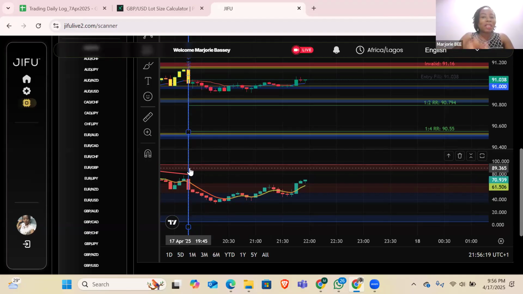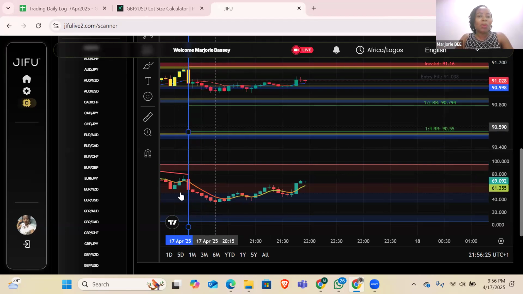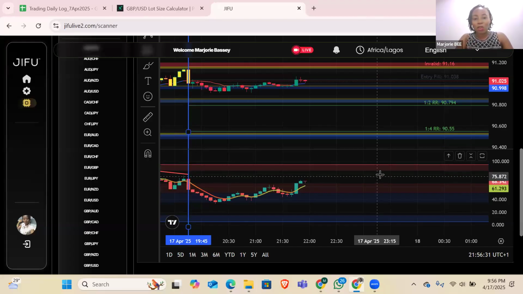And it has to be in the same direction as your trade. So this one is actually going down. It's giving you a confirmation that this trade is going for a sell. And that's the third thing.